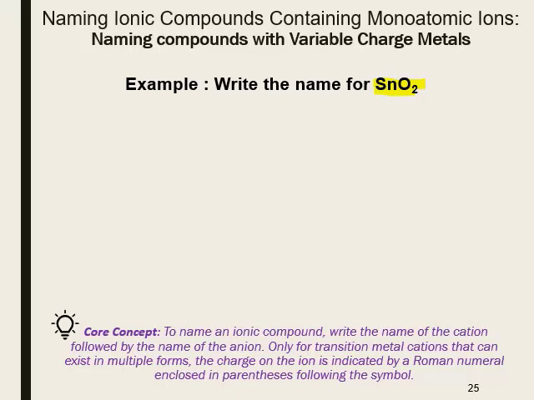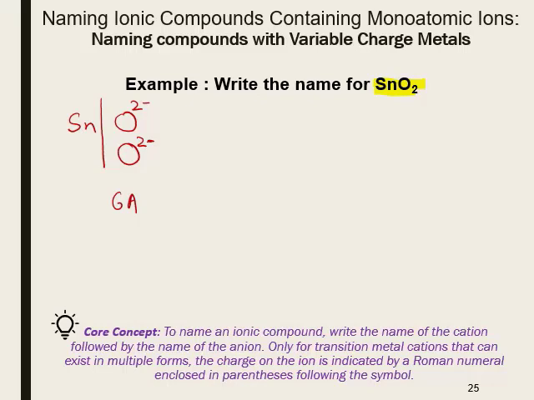So step number 1 was we need to find the charge on the metal. So let's look at the formula. The formula is SnO2. So it means that we have only one metal ion of tin and two oxygen anions. We do not know what's the charge on the metal. However, because oxygen belongs to group 6A, the charge on oxygen is 2 negative. So this must also be 2 negative.